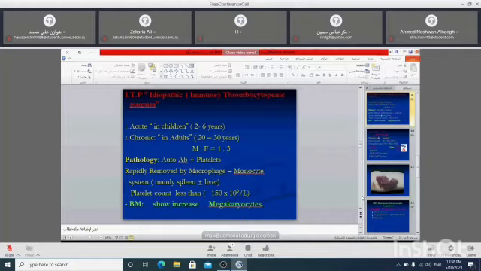autoantibodies against the platelet. These autoantibodies attach to the platelet and are rapidly removed by the reticuloendothelial system, the macrophage monocyte system, mainly in the liver and the spleen. So the antibody attacks the platelet and it is rapidly removed from the circulation by the reticuloendothelial system. The platelet count in ITP is usually less than normal, less than 150 by 10 to the 9 per liter.